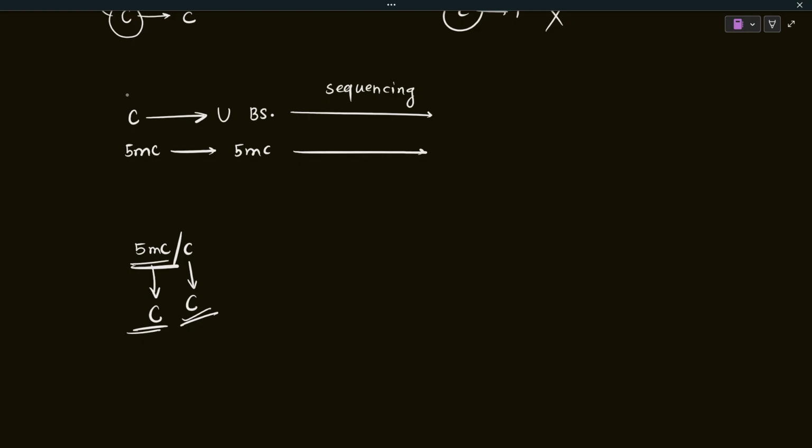Okay, so now due to the bisulfite treatment, this cytosine is converted into uracil, while 5-methyl cytosine stays as it is. Now this uracil is read as thymine in the normal sequencing, but this 5-methyl cytosine is read as cytosine. Okay, now you get it. So now let me give you a question. This is A T G G C G G G T T C G C C A T T.